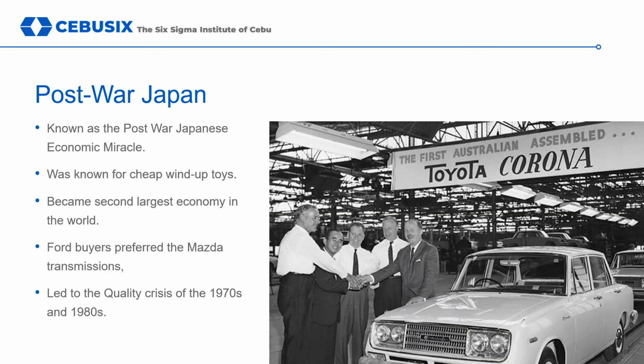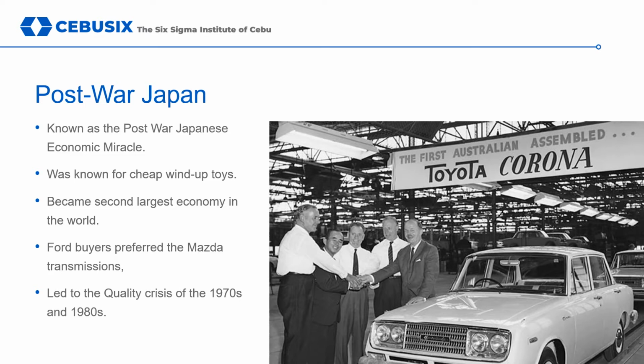The Japanese economic miracle was a period of economic growth in Japan between the World War II era and the end of the Cold War. During this boom, Japan became the world's second largest economy. Dr. Juran predicted the quality of Japanese goods would overtake the quality of goods produced in the United States by the mid 1970s because of Japan's economic growth.